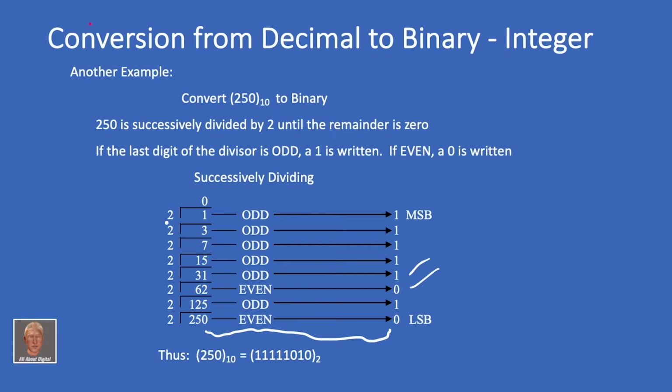And then finally, we get a 1. 2 into 3 is just one time with a 1 remainder. And so it's an odd number, so the MSB is a 1. So this conversion results in the MSB first in binary as 1 1 1 1 1 0 1 0. So 250 base 10 is equal to this number in base 2.